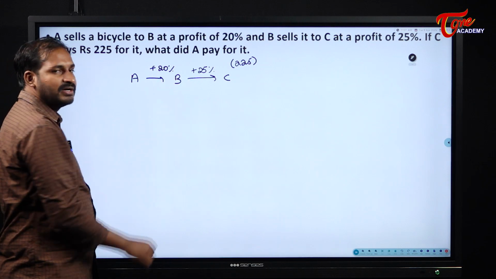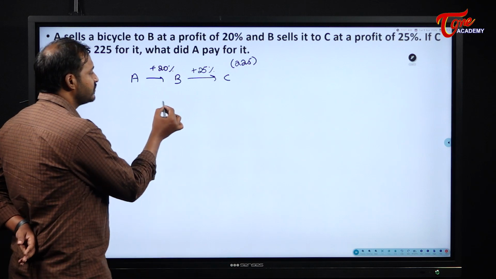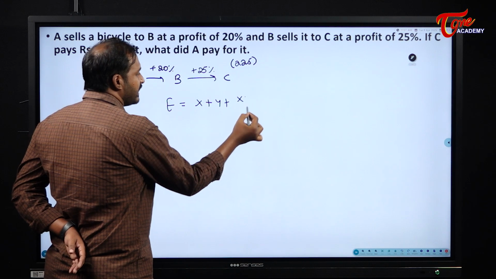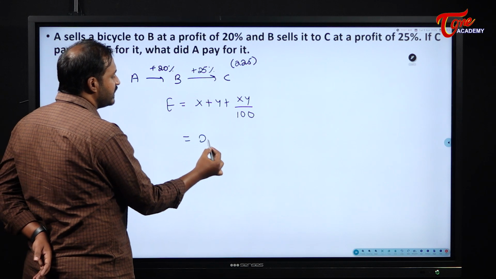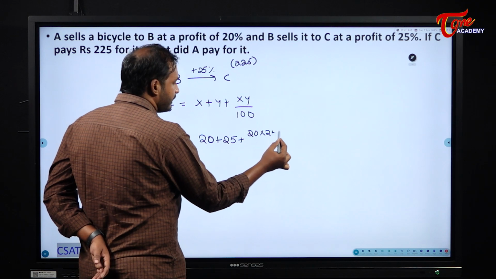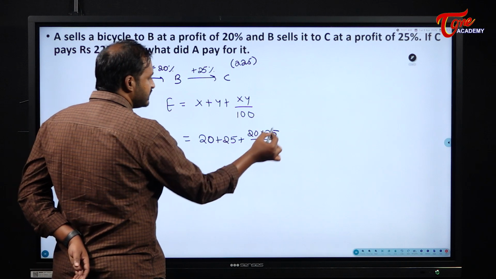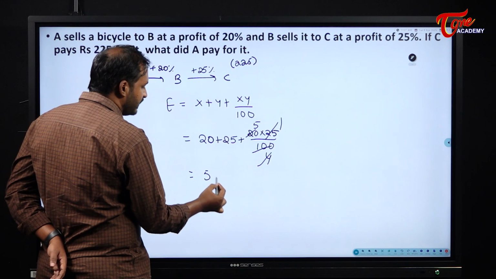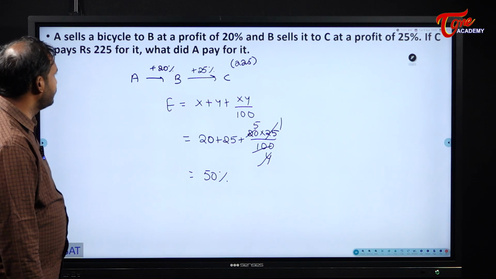Now the price is increased by 20% and 25% successively, right? So what is the effective increase in the price? X plus Y plus XY by 100. So what is the effective increase for me here? 20 plus 25 plus 20 into 25 by 100. Now 25 fours are 100, so 20 into 25 by 100 is 5. So overall it will become what? 50%. That means the price was increased by 50% here.